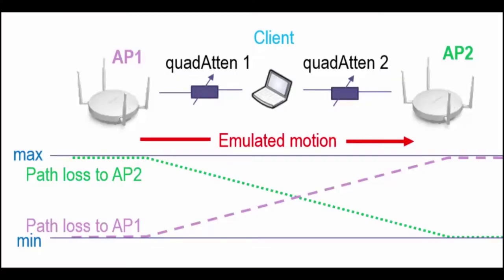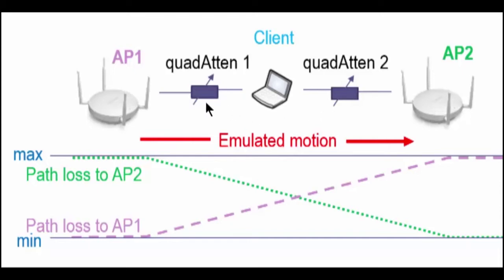Randy Oltman is Octoscope's Vice President of Marketing. The roaming automation software programs RF attenuators to ramp in opposite directions, which emulates motion of the client. The speed and direction of the emulated motion is programmable. For example, when Quad-10-1 attenuation value is increasing and Quad-10-2 attenuation value is decreasing, the emulated motion of the client is in the direction from access point 1 to access point 2.